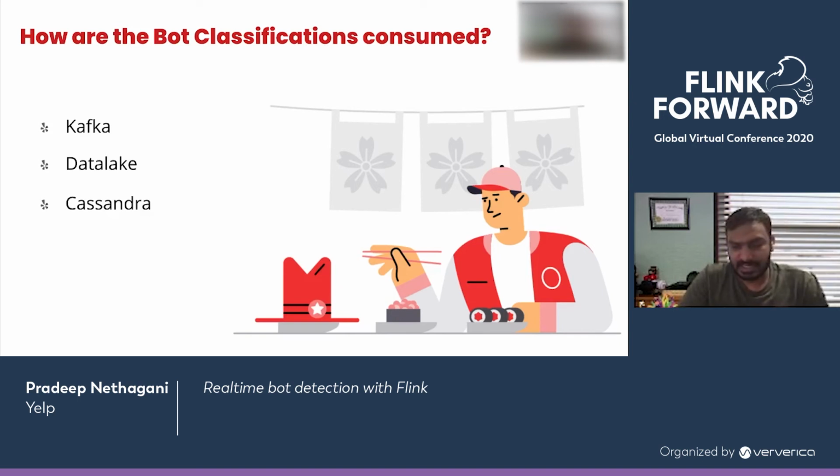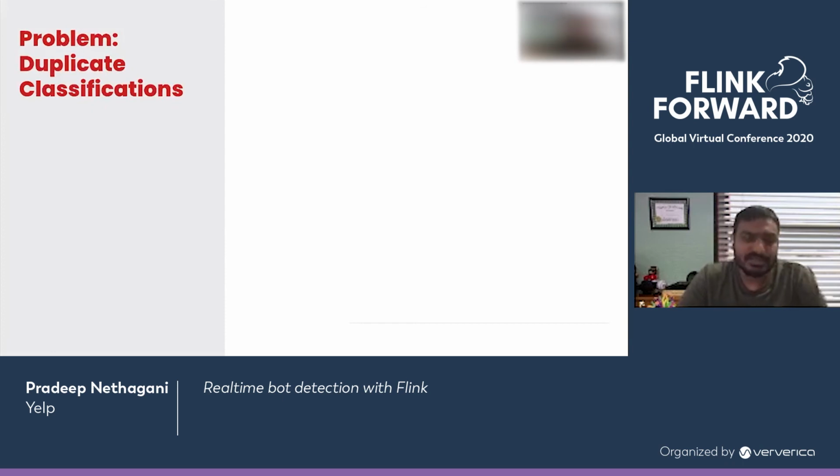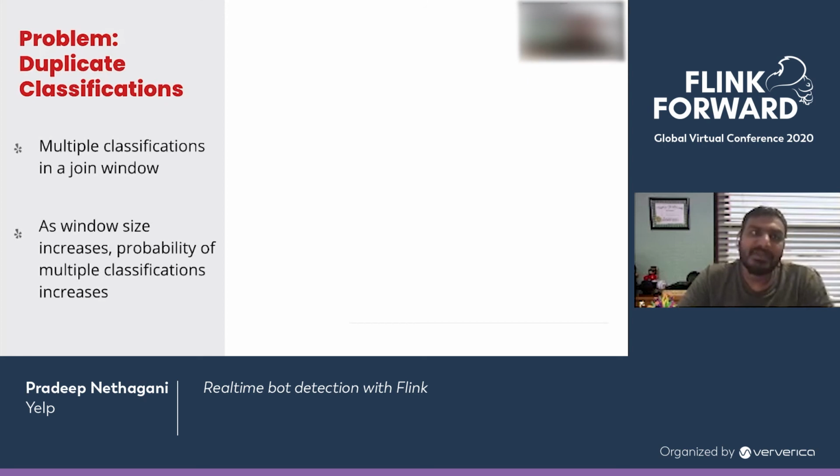Now, with this background, I wanted to introduce the first problem that we faced while consuming these bot classifications. The problem is the duplicate classifications. As you can see, we produce multiple classifications for a user, which means we are classifying every session into bot or not for each of the user. So when I join the bot classifications with my stream, I would get multiple classifications for a single user in a join window.